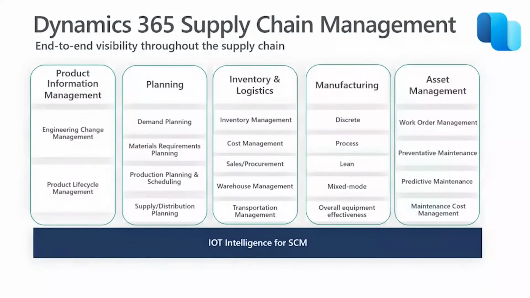From a product capability standpoint, if you just want to drill down to the specific things we support today with the product, this is the current set of capabilities. As we describe supply chain management at a next level of detail, we describe them using those five pillars that you see there: product information management, planning, inventory and logistics, manufacturing, and asset management.